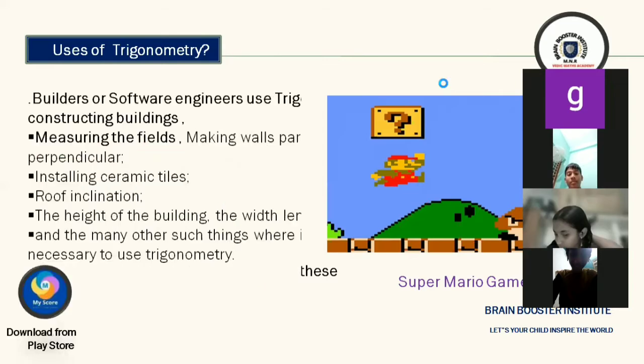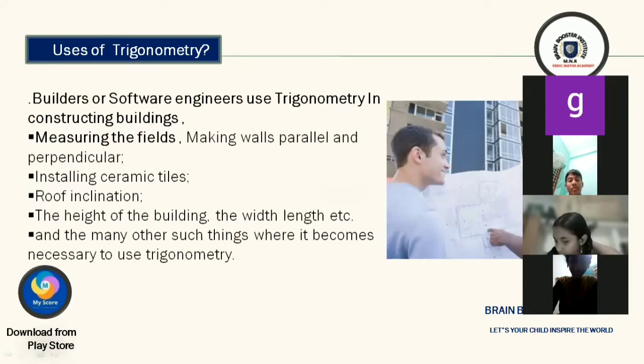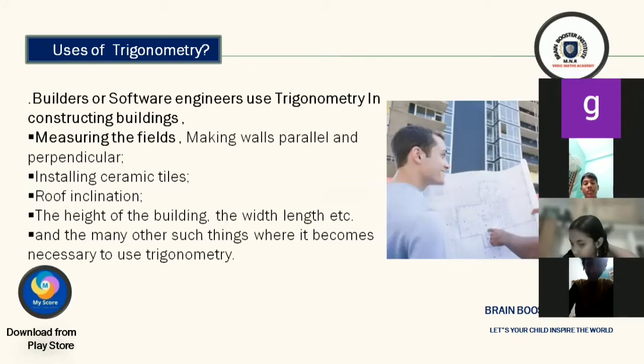See, children, for example, if you have any relatives or parents in the construction field, even they take the help of civil engineers. So what do they do, children? See, builders and engineers use trigonometry in constructing buildings, to learn the height of the building, width and length, installing ceramic tiles, and making walls parallel and perpendicular, and many other such things where it becomes necessary to use trigonometry, children.